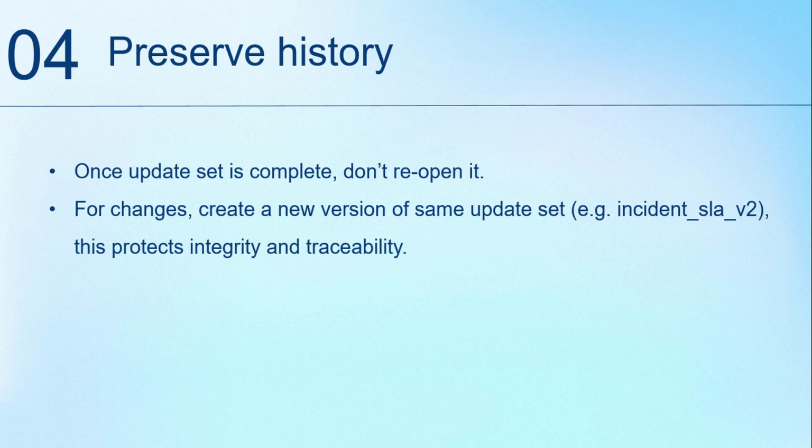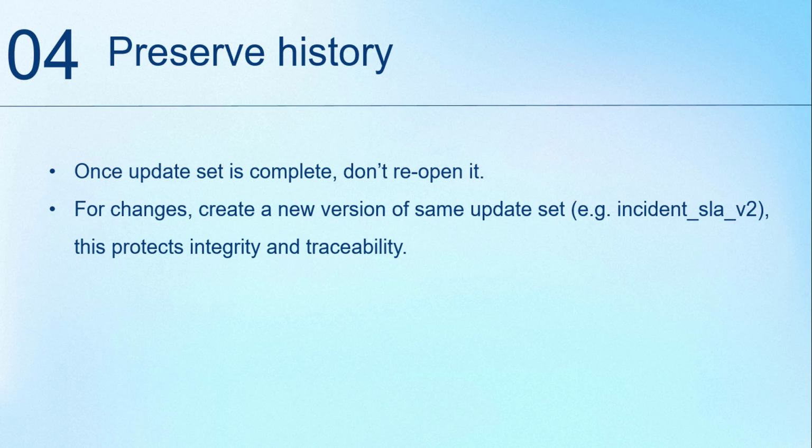Now we are moving to the fourth update set best practice, which is preserve history. Once an update set is complete, don't reopen it. For changes, create a new version of the saved update set, for example incident underscore SLA v2. This protects integrity and traceability.